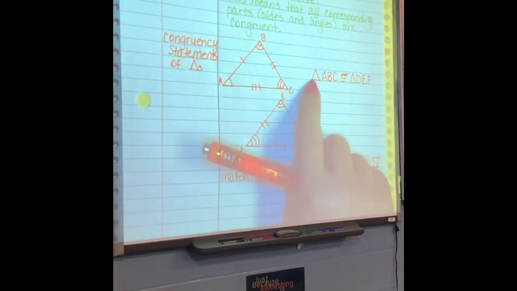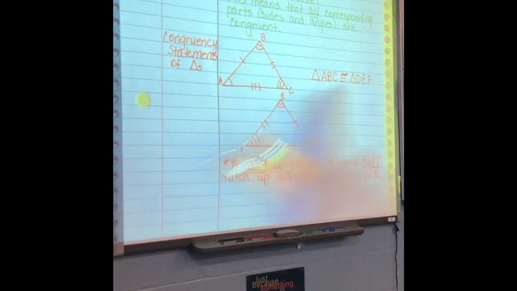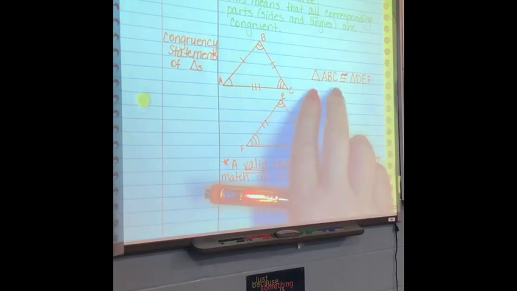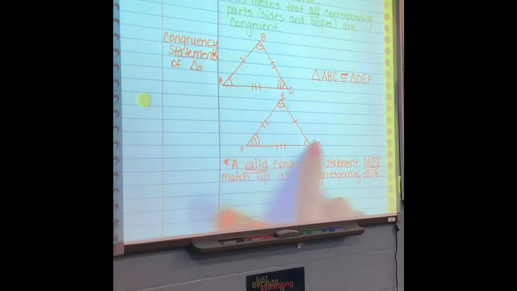And if you check the sides, AB with DE. Yep. BC matches up with EF. And then on either side, AC and DF. AC and DF. So do they match all up? Yes. Okay. So, question? Does that work with the sides too?